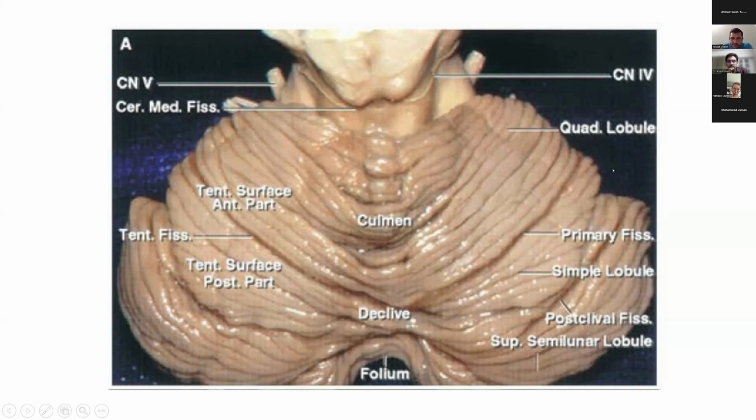Then, in addition to these major dividing fissures, you have smaller fissures, which from the quadrangular surface turn anteriorly and inferiorly onto the petrosal surface. So some of these fissures are continuous onto the adjacent surface as well. So this is about the tentorial surface. We'll be digging deeper in the later stages, but first we'll cover the surface anatomy of all surfaces.